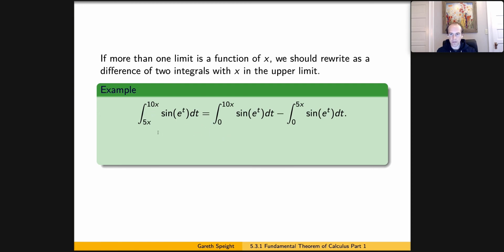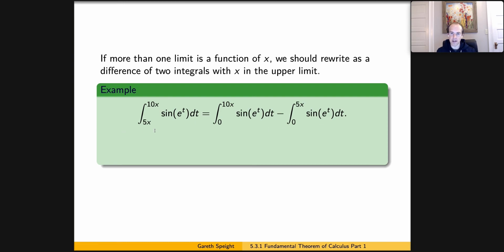Okay, so why is this true? You can either go back to properties of integrals, or if you remember what these represent, it's a signed area from 5x to 10x. We can do that by taking the signed area from 0 to 10x and then subtracting the signed area from 0 to 5x. And if we do that, we're left just with the signed area between 5x and 10x, which is exactly what we started with.